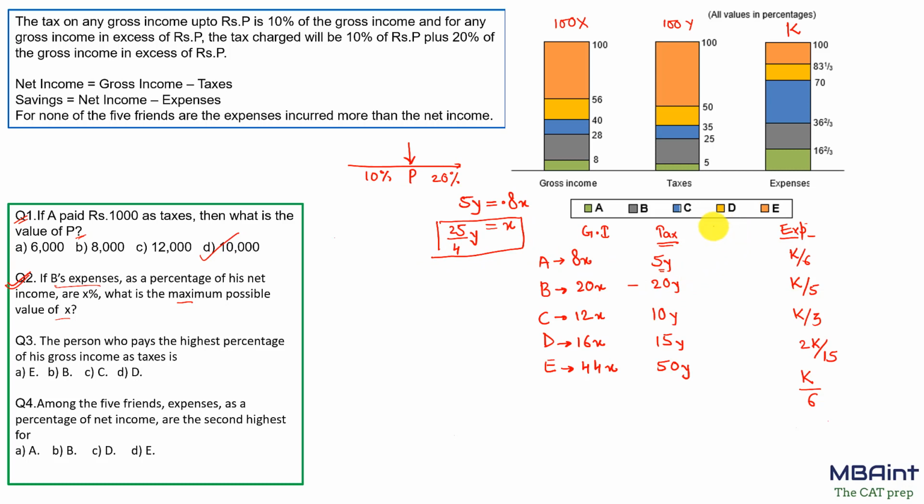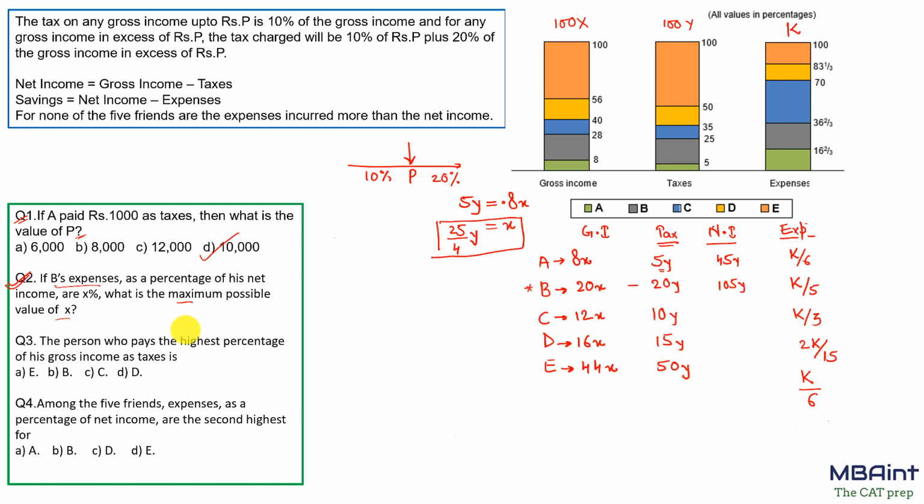Now, if I need to find the net income, what would be the net income for A? This would be 50Y and this would be 5Y. So this would be 45Y. Similarly, for B, what would be the net income? 20X minus 20Y. 20X will make it to 125 and minus 20 will make it to 105Y. Similarly, what would be the value of C as net income? But anyway, let's not get into C. We just need to focus on B.